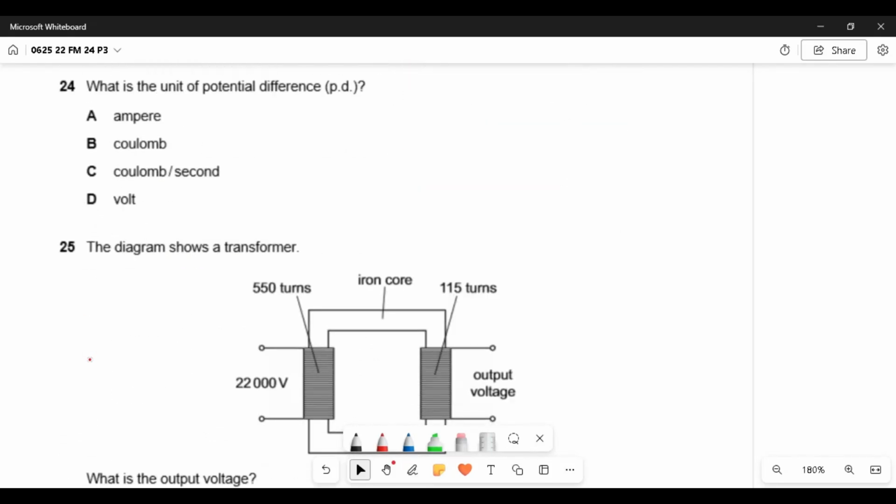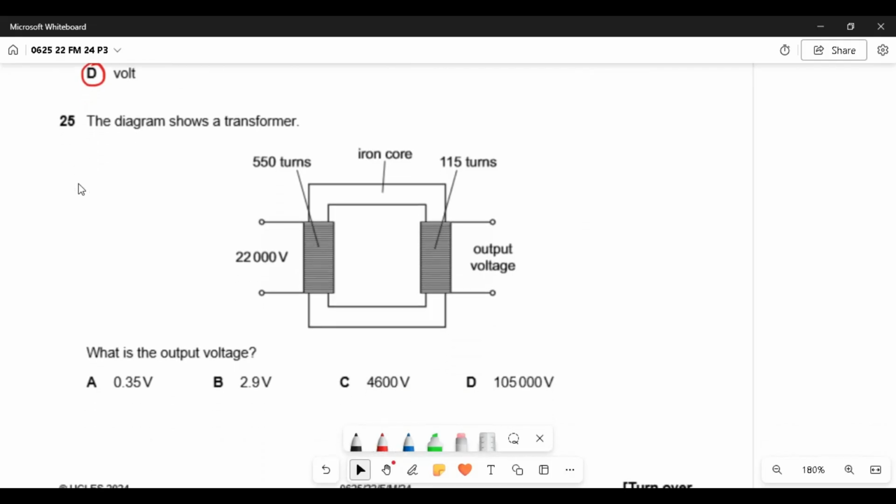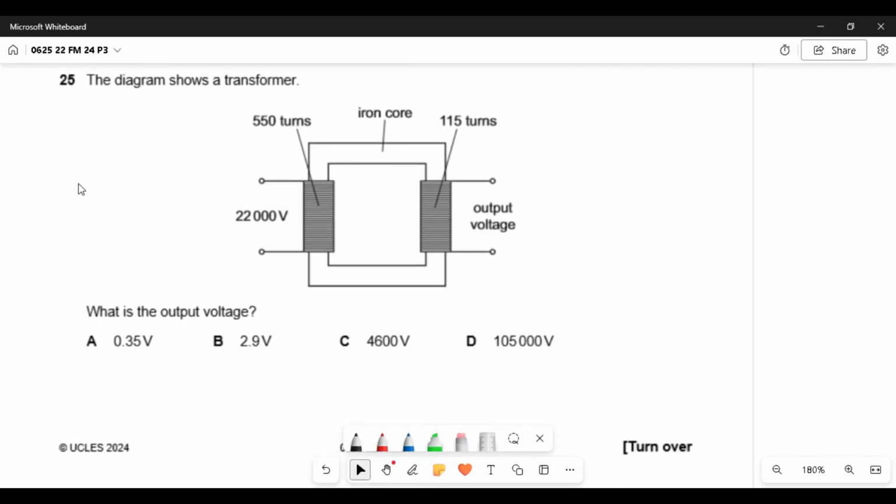What is the unit of potential difference? Potential difference is also called voltage, and volt is the unit. It's an easier question. The diagram shows a transformer that can step up or step down. A simple transformer example is the mobile charger. What is the output voltage? This is V in, this is V out, this is the number of turns in the primary, so I can call the input voltage the primary voltage. Number of turns in the secondary, I can call the output voltage the secondary voltage as well.